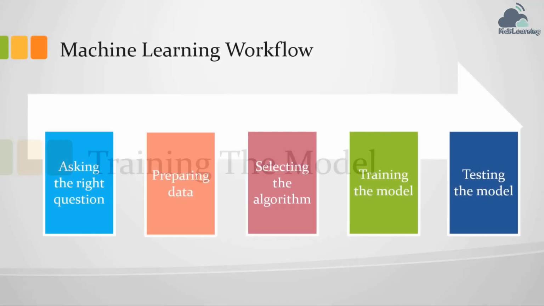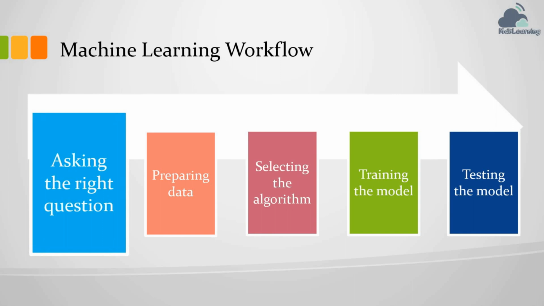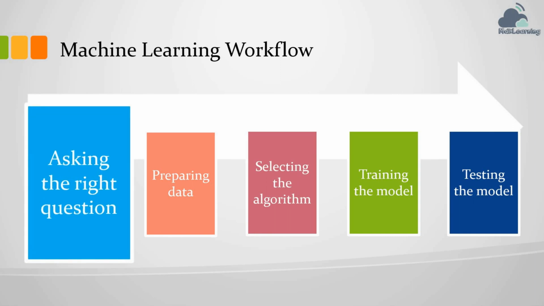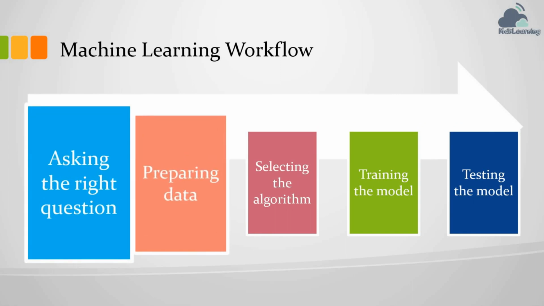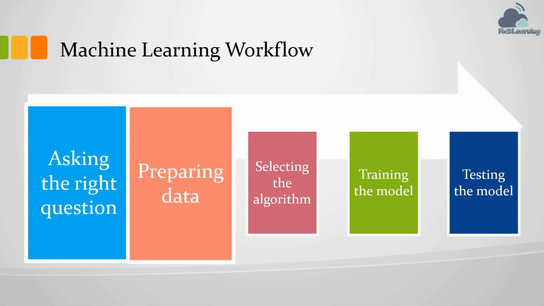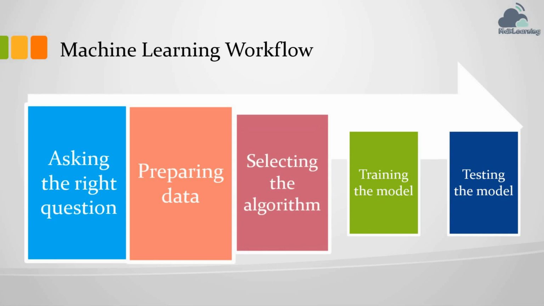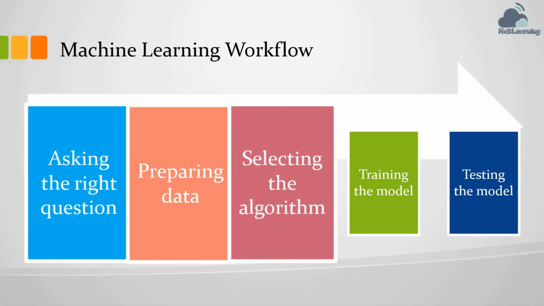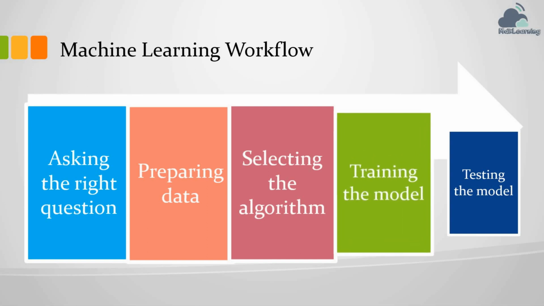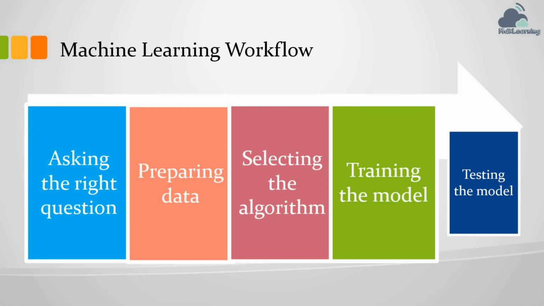In the previous modules, we covered the workflow steps of asking the right question, where we defined our solution statement, preparing data, in which we obtained raw data and transformed it into the data we will use for training, and selecting the algorithm, where we selected the initial algorithm we will train and evaluate. In this module, we'll put the pieces together and train the algorithm we selected with the data we prepared.